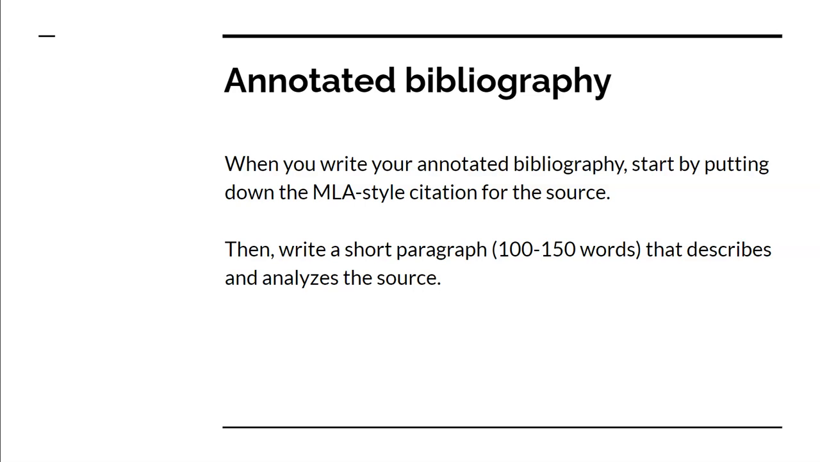So when you write your annotated bibliography, you should start by writing down the MLA style citation for the source, right? So exactly like you do on your Works Cited page. And remember, use Purdue OWL if you don't remember how to do those citations. Then after that, you write a short paragraph, just less than 150 words, that describes and analyzes the source. So it's a little bit of just a brief couple sentence summary, and then a couple sentences analyzing how useful it is, how good it will be for your research, how you might use it, things like that.